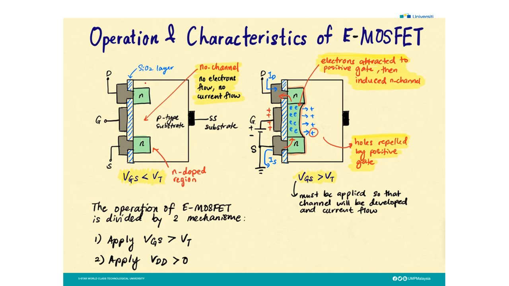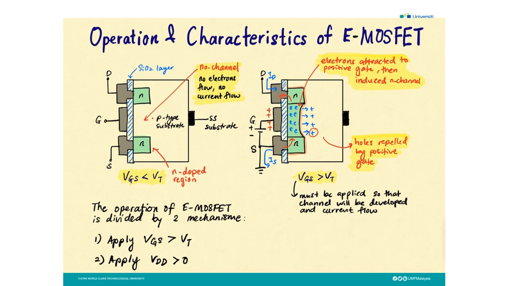actually they have a similar construction. Okay, definitely we can see there is a metal contact at D, G and S, and then we have silicon dioxide layer, and then we have the n-doped region, then this is the p-type. Okay, the difference between the E MOSFET and D MOSFET is this one. Okay, this is very important.